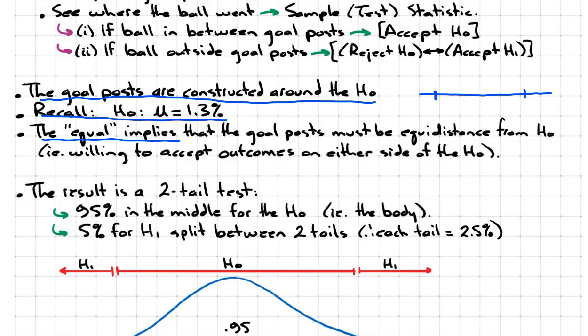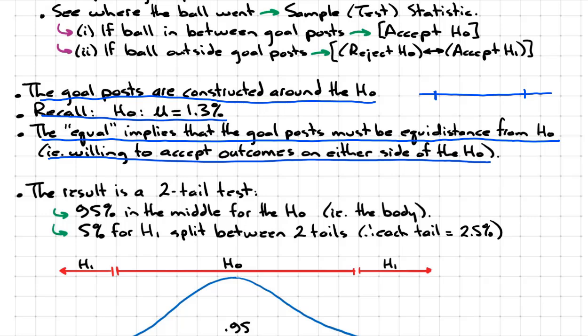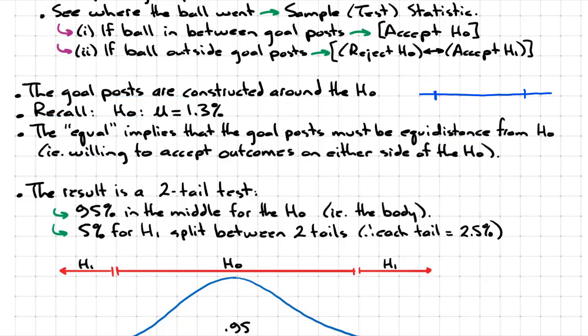Now the equal implies that the goalposts must be equidistant from the null. In other words, we're willing to accept outcomes on either side of the null. And this is important when we have to determine whether it's a one-tail or a two-tail test. So how do we distinguish whether it is one-tail or two-tail?